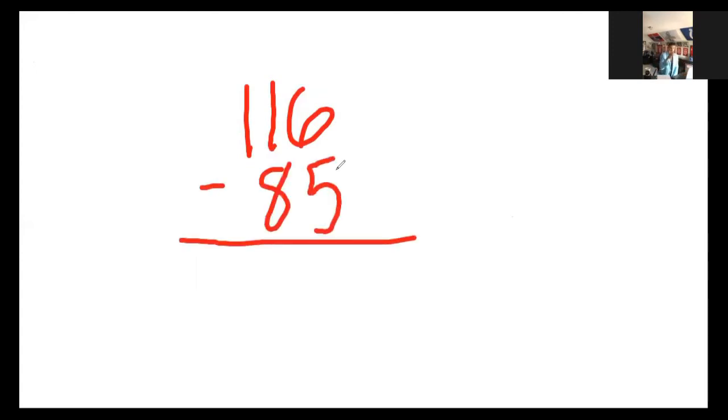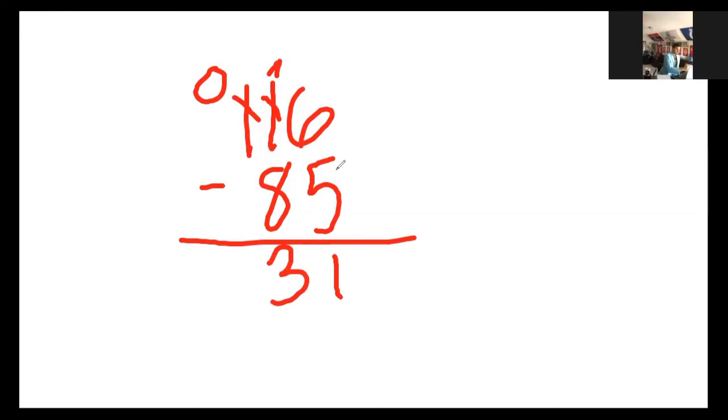All right, make sure our place values are lined up. Starting in the ones place, 6 minus 5 gives me 1. Moving to the tens place, I can't do 1 minus 8. We're going to go next door and get 10 more. This one is now a 0. This one is now 11. And then I can keep rolling. 11 minus 8 is 3. And the 0 can stay up there. I don't have to bring it down.